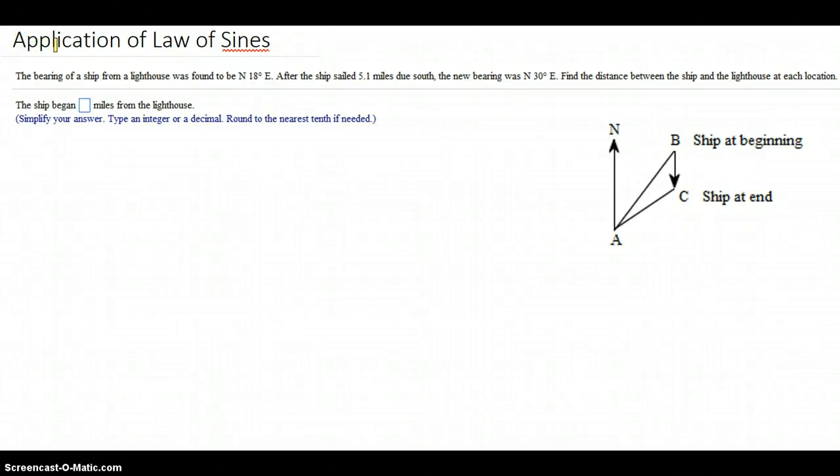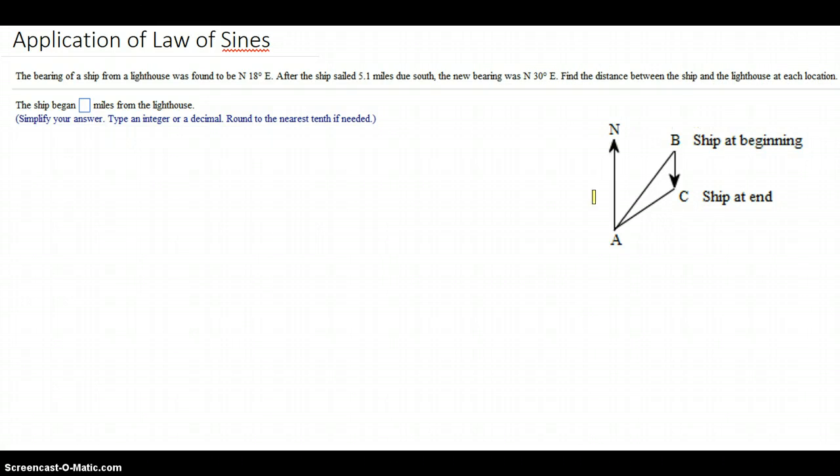Here's an example of an application of law of sines. The bearing of a ship from a lighthouse was found to be north 18 degrees east. After the ship sailed 5.1 miles due south, the new bearing was north 30 degrees east. Find the distance between the ship and the lighthouse at each location.